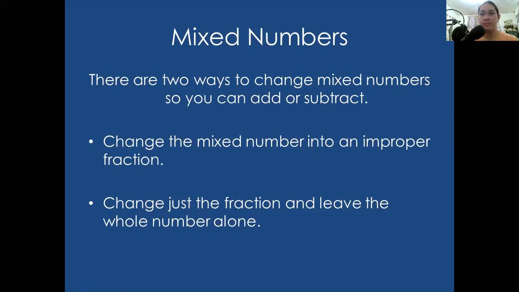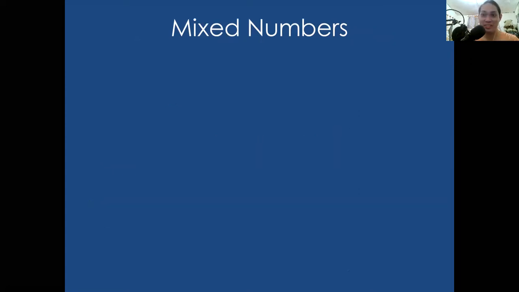Let's talk about mixed numbers, since we used the term a while ago. There are two ways to add or subtract mixed numbers. Change the mixed number into an improper fraction, or change just the fraction and leave the whole number alone. Okay, can you follow? I hope you can follow.